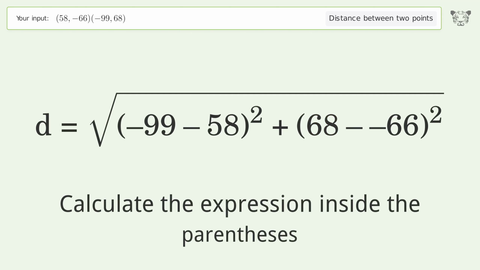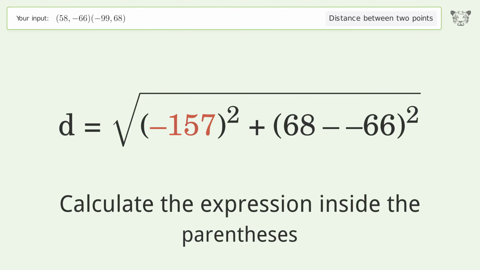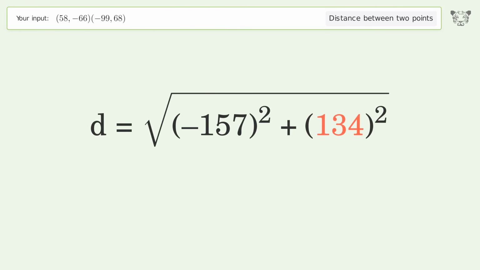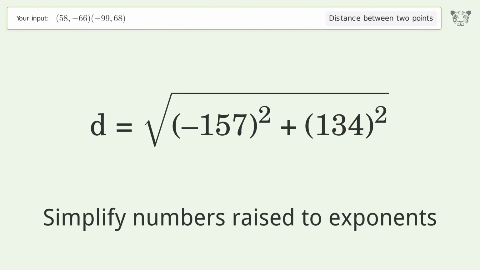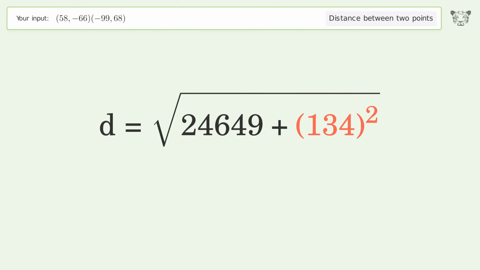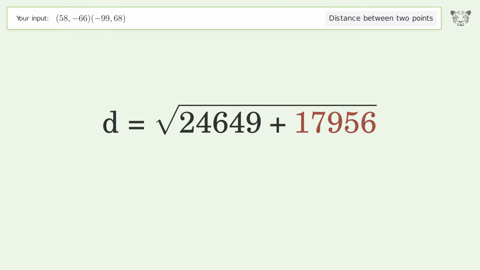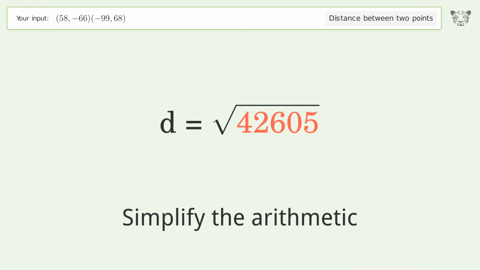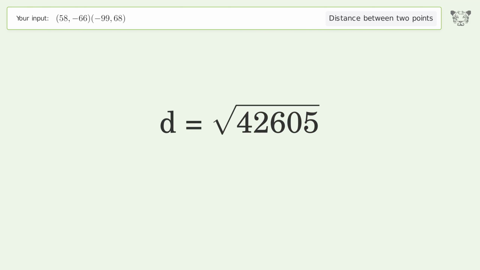Calculate the expression inside the parentheses. Simplify numbers raised to exponents. Simplify the arithmetic. And so the distance between the 2 points is the square root of 42,605 or 206.41.